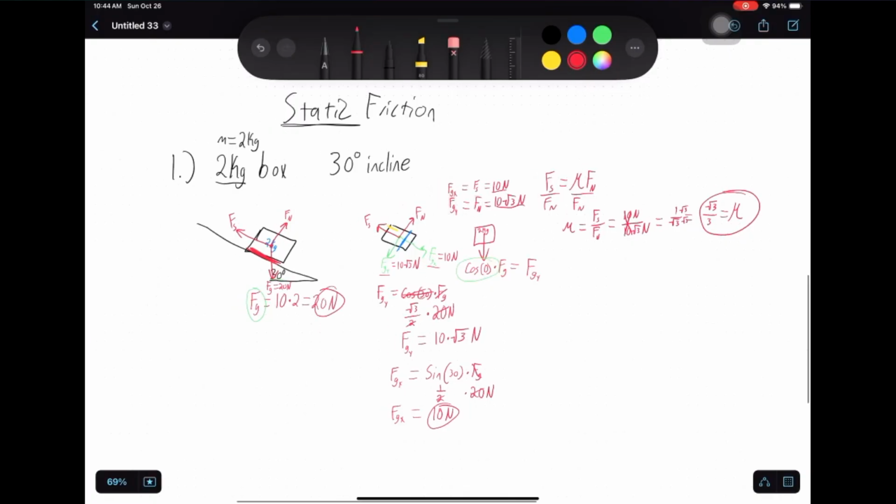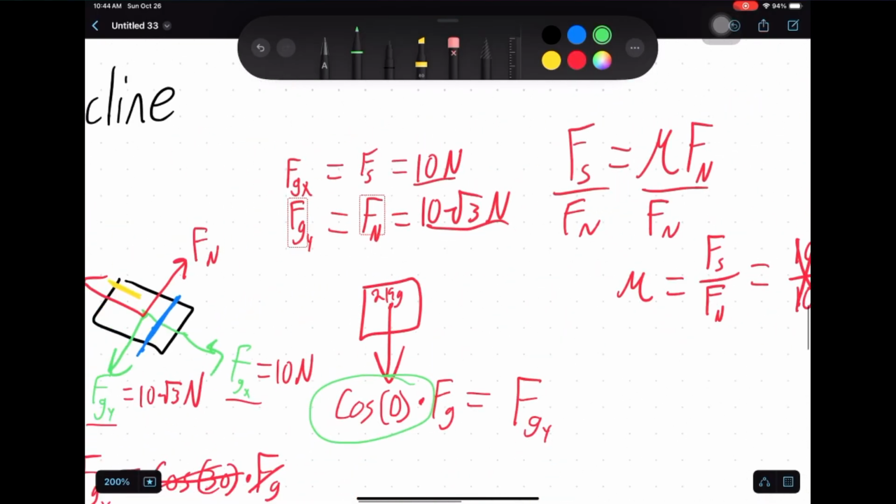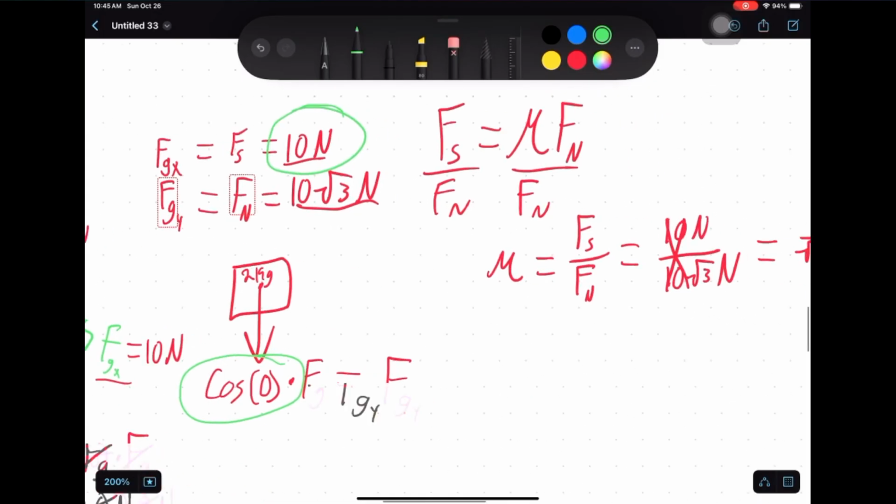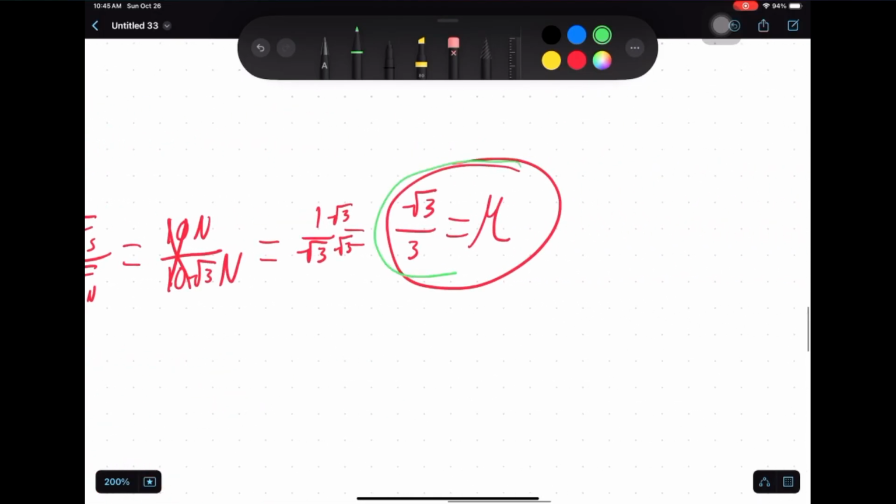Now, that's the entire problem. We have two answers. One, if we need static friction, and one, if we needed the coefficient of friction.